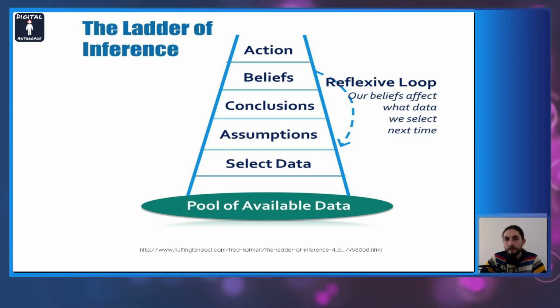We have this concept of the ladder of inference. How do we look at data? How do we tackle information? So what happens is that we have some pool of available data, the things that we know, the things that we observe, the things that we have taken in our head, and we select data from this. We basically filter data with our own knowledge and our own experience. Then we make some assumptions, and from these assumptions we take some conclusions that generate some beliefs, and those beliefs will generate some actions. This is a ladder of inference.